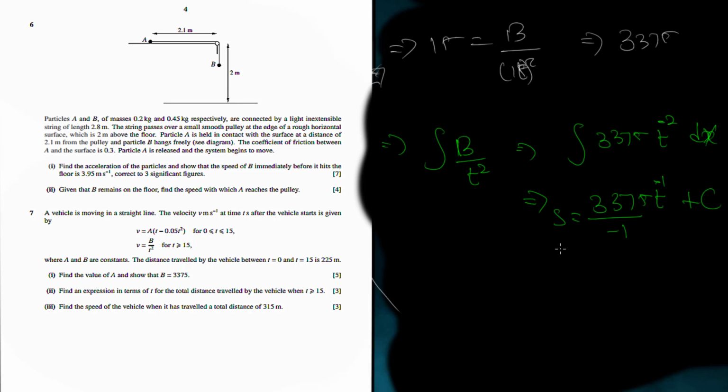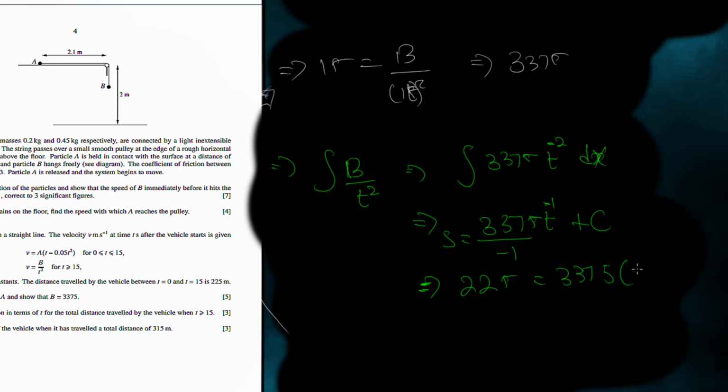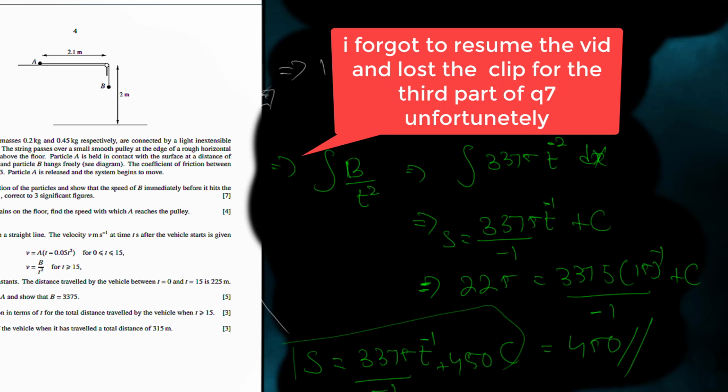Now I know that the distance covered at 15 seconds is 225. So 225 is equal to 3375 times 15 raised to minus 1 divided by minus 1, plus c. If I solve this equation, I should get c to be 450 using my calculator. So our final equation would be s is equal to 3375 t raised to minus 1 divided by minus 1, plus 450. Of course you can rearrange this equation to make your powers positive, but you don't need that in your exam. This would be your final answer.